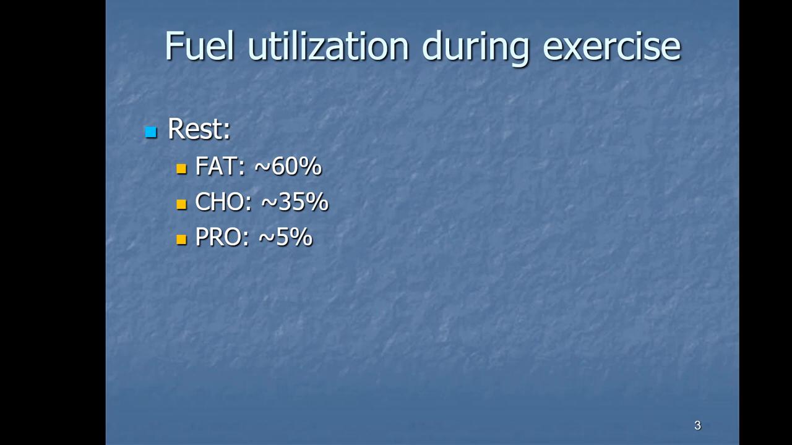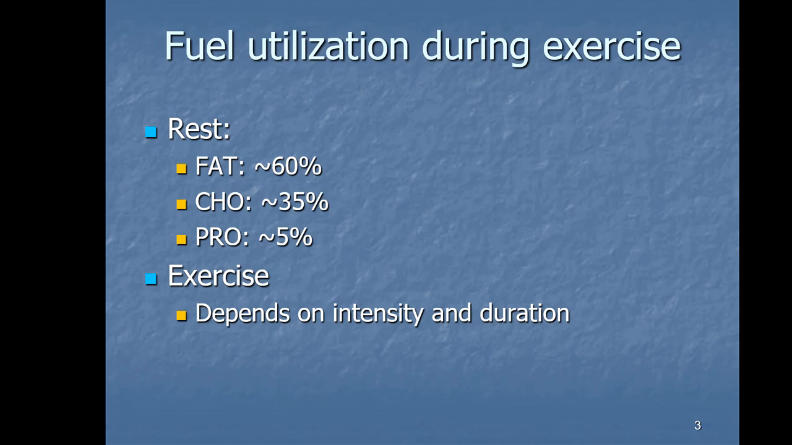So a little bit about fuel utilization during exercise. If we compare it to what we see at rest, these are obviously approximate numbers, but at rest it's kind of assumed that the breakdown's like this. We're metabolizing about 60% fat, 35% carbohydrate, 5% protein. That's a relatively good estimate for a healthy adult in a normal metabolic state.